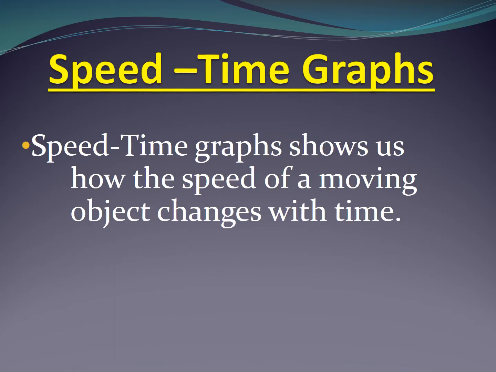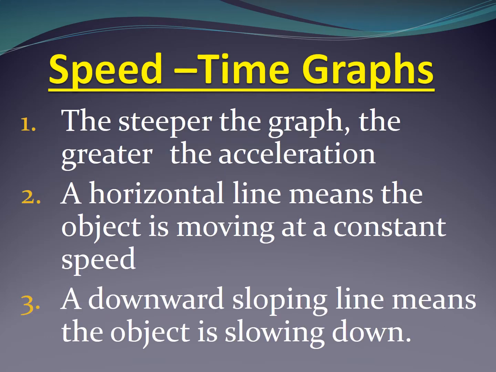So a speed time graph shows how the speed of a moving object changes with time. The main three components of this are that the steeper the graph, the greater the acceleration. A horizontal line means that it's moving at a constant speed. Please make sure that you review that concept. That is different from a distance time graph. A downward sloping line means that the object is slowing down. Here's another main distinction between speed time and distance time graphs.